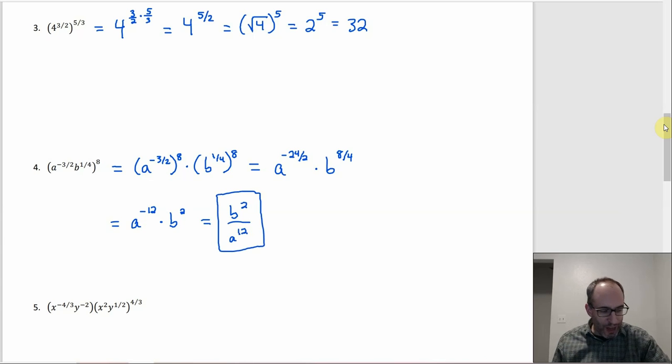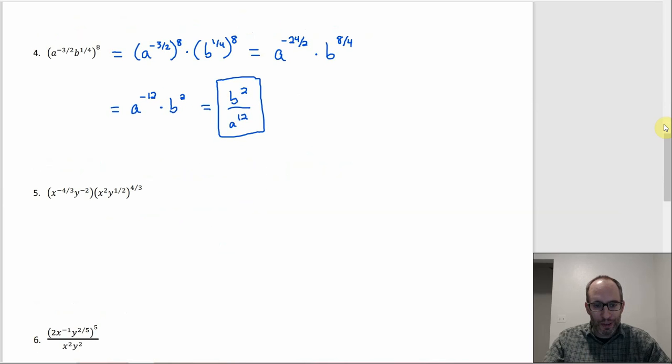Okay, number 5 looks like it's got a lot going on. And I guess we've got some multiplication, and we also have an exponent. So order of operations, you have to do the exponent first. So that x to the negative 4/3, y to the negative 2, that's just going to stay there out front for the moment, because we've got to distribute that exponent of 4/3 first and deal with that.